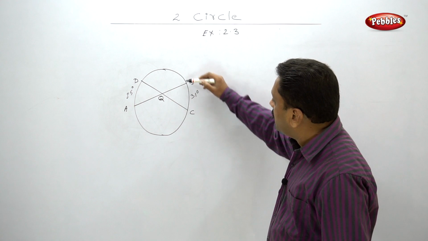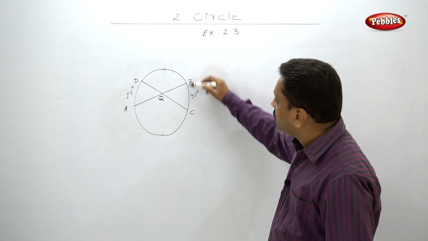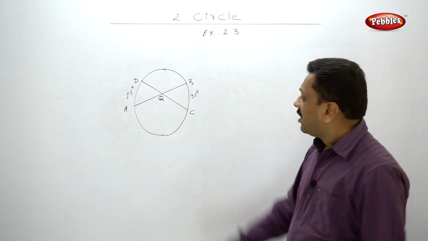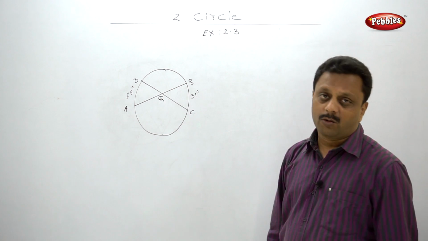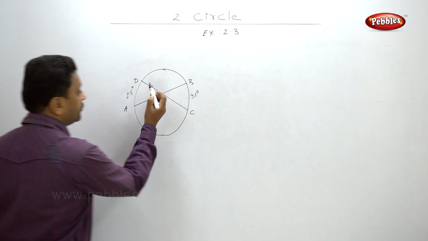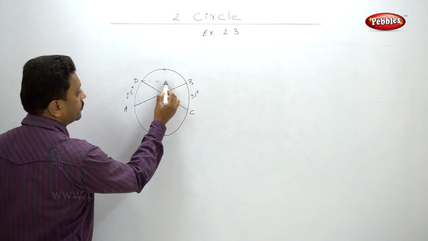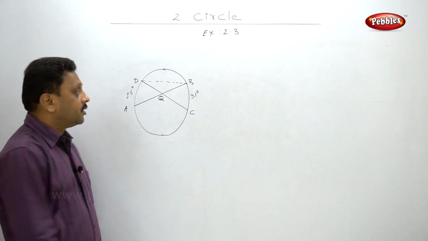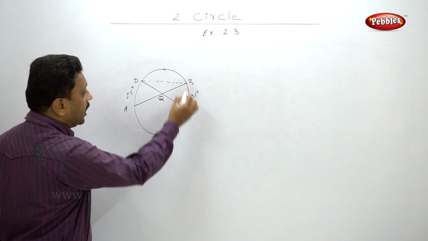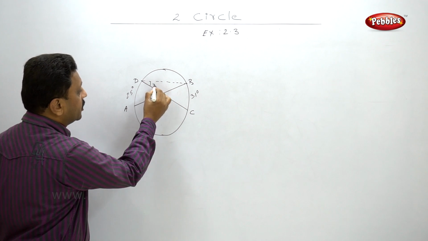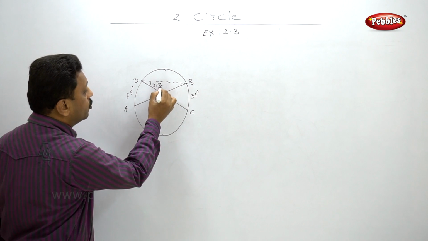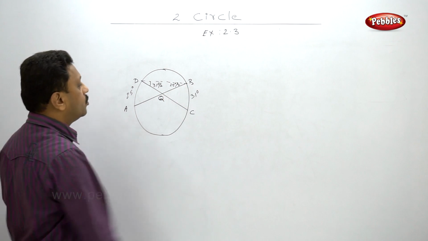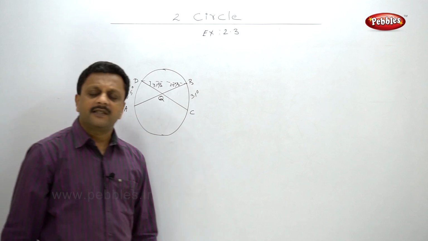Now in this arc, does this arc subtend any angle? No. Does this arc subtend any angle? No. But suppose I join this, then this angle is 31 degrees by 2 and this angle is 25 degrees by 2. Right? Inscribed angle theorem.